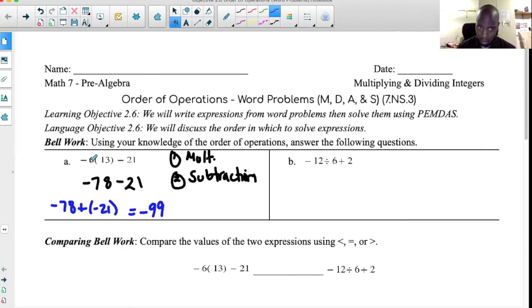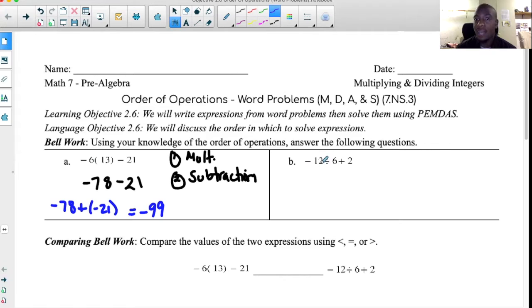Parentheses next to a number like this indicates there is multiplication happening, and you always do multiplication before you do subtraction. Okay. Looking at bell work B. Bell work B says negative 12 divided by 6 plus 2.